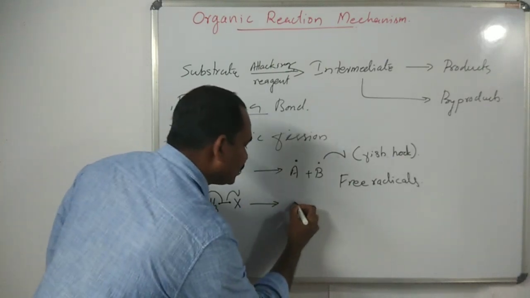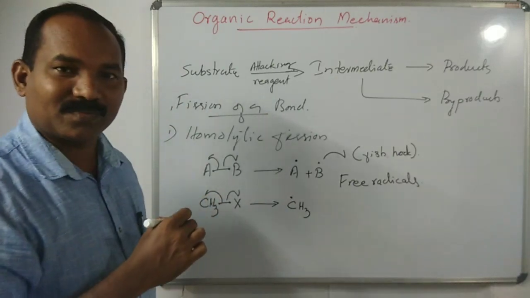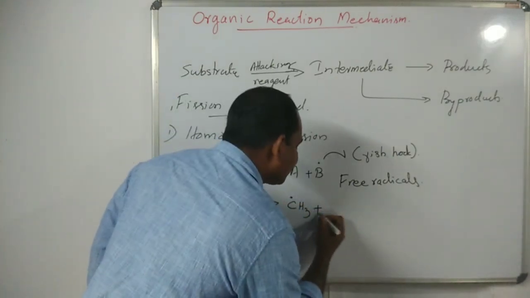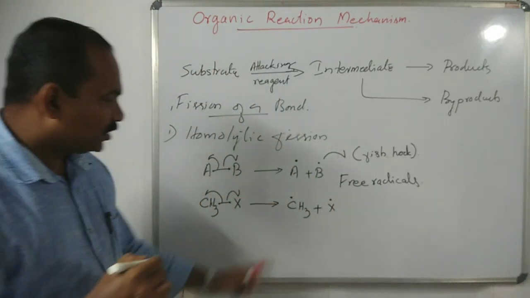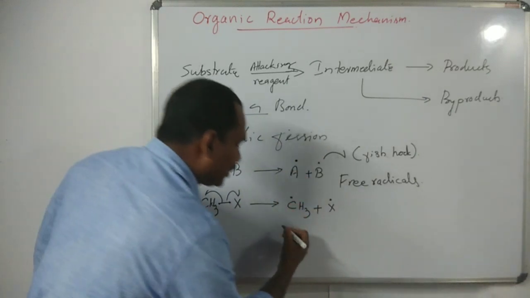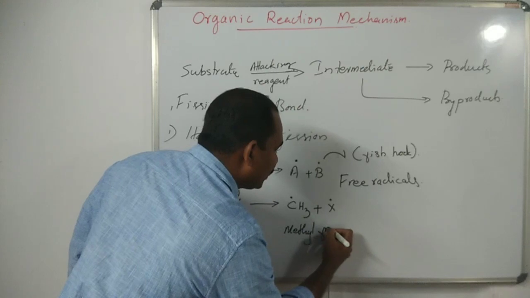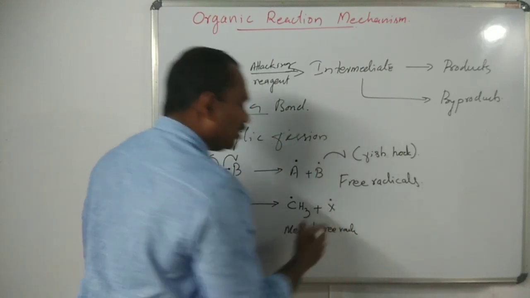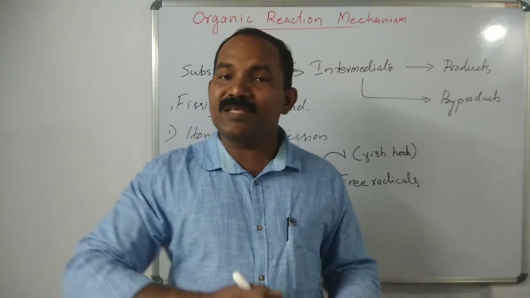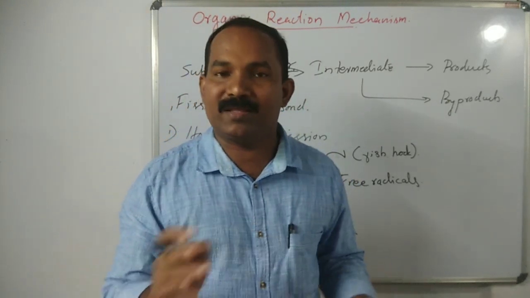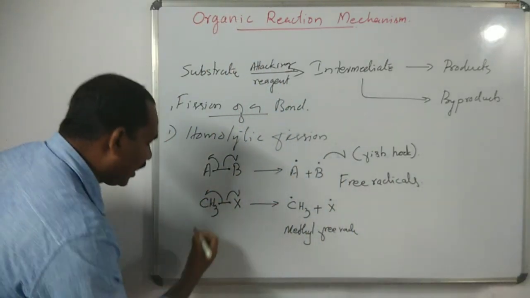So what happens? CH3, the carbon having one free electron, plus X, a free electron. So this is a methyl free radical. What is X? If it is chlorine, chlorine free radical. If it is bromine, bromine free radical, like that. So, methyl free radical. Are you clear? Then another example.